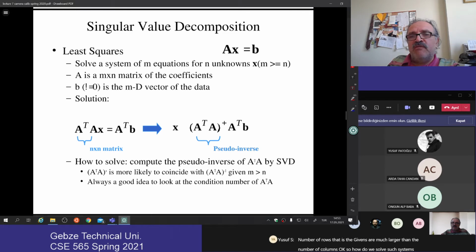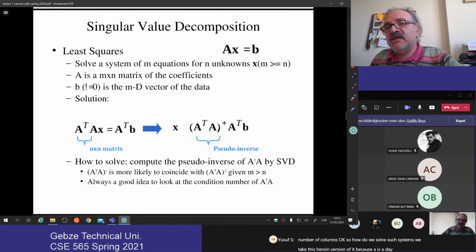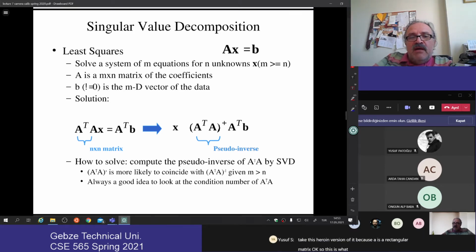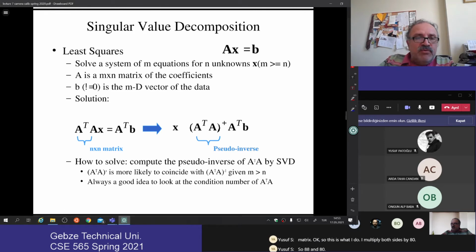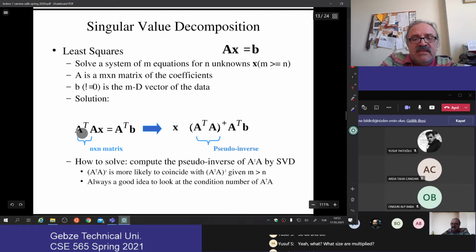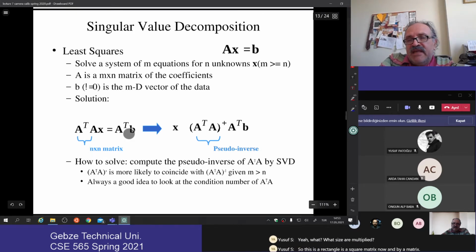We take the pseudo inverse of it, because A is a rectangular matrix. So this is what I do. I multiply both sides by AT. So ATA and AT, both sides are multiplied. So this was a rectangle, and this is a square matrix now, n by n matrix. Okay, this is a vector again.